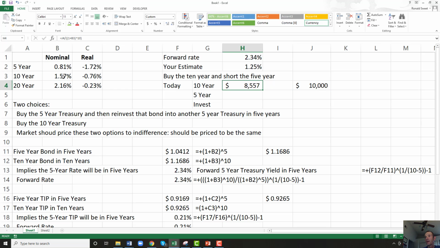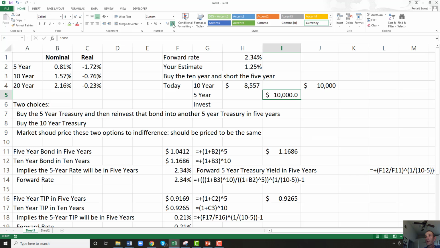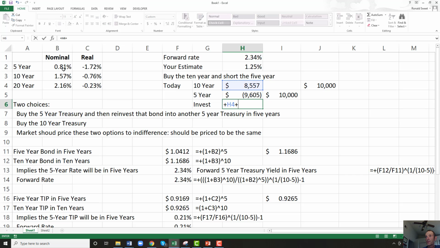And then you have the 5-year bond, and it's going to mature in 5 years. And so you take $10,000 divided by 1 plus the 5-year rate, raised to the 5th. But you're actually going to sell that. So you're going to short the 5-year. So initially your investment will be negative. You actually receive $1,000.